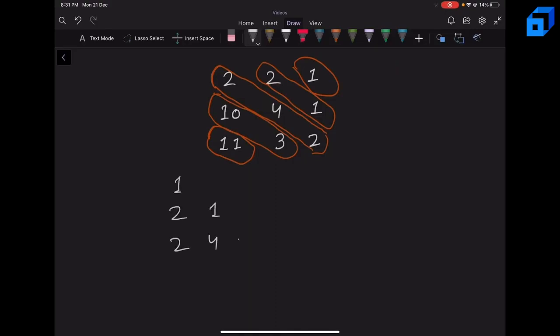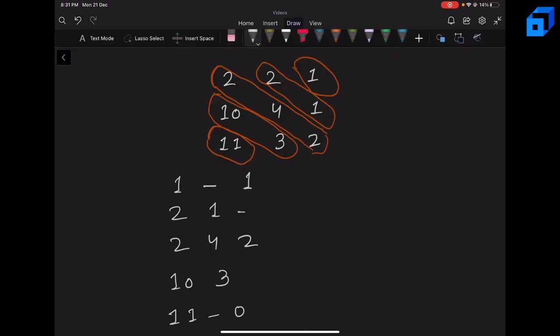So: 1 2 1, 2 4 2, 10 3, and 11. For a single-element array, if the element is not equal to 1, we will require 0 operations because the bitwise AND of all the numbers is already greater than 1. Otherwise, if it is equal to 1, we will multiply it by some number, let's say 2, 4 or anything, so that the bitwise AND is greater than 1. So we'll require 1 operation.